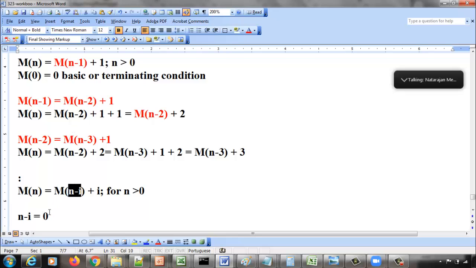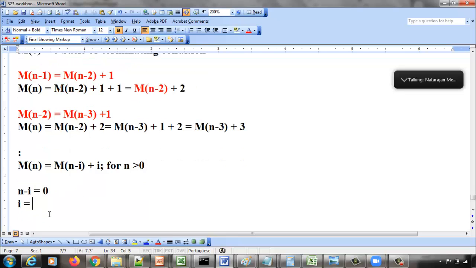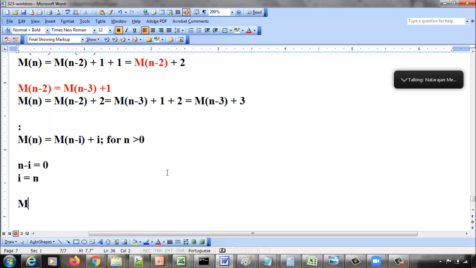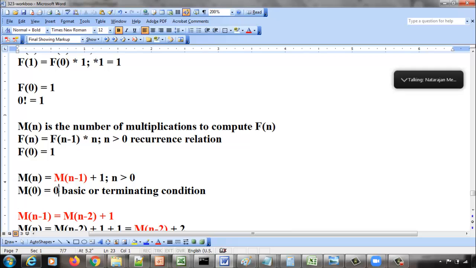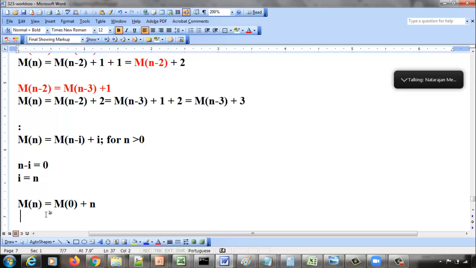So that's what we'll do. We'll substitute n minus i equals 0 and find what value of i lets us solve the recurrence. So if n minus i equals 0, we can say i equals n. Substitute i equals n in this general recurrence. We're going to have M of n equals M of n minus i, which is M of 0, plus n. Instead of i, now substitute n. M of 0 is given as 0. So it is 0 plus n, which is n, and that is theta of n. So the number of multiplications needed to compute n factorial is theta of n.